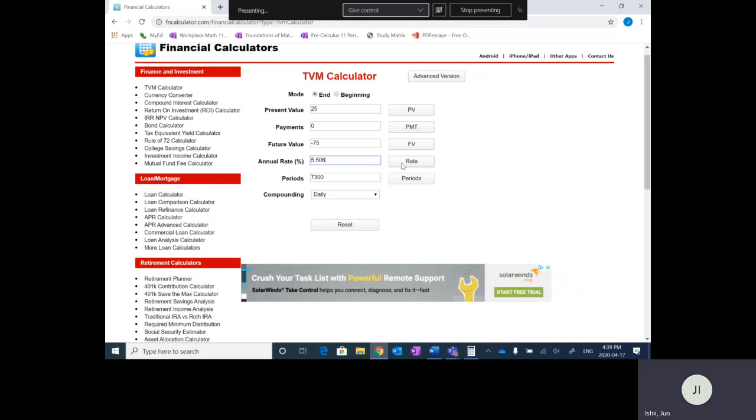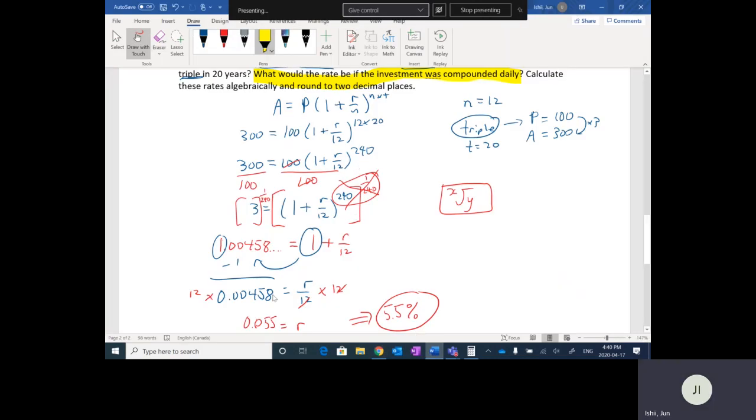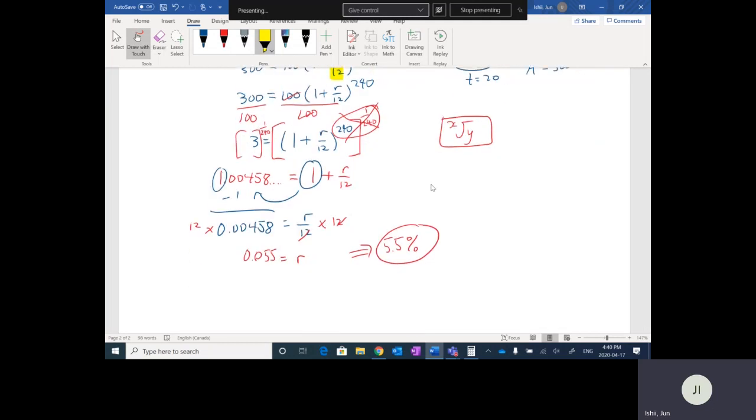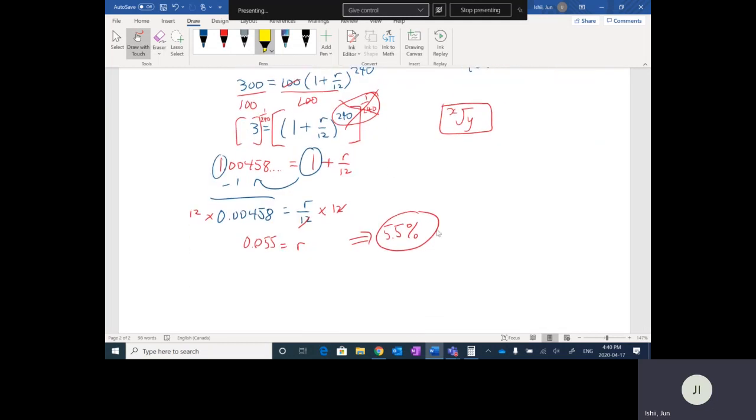If you think about it, it's being compounded more often, so therefore the rate should be lower. And you can see it is slightly lower: 5.493 as opposed to 5.505. A slight difference, not that big of a difference though. If you were to do all this with n equal to 365, these two numbers get replaced with 365, and you do all the same work.